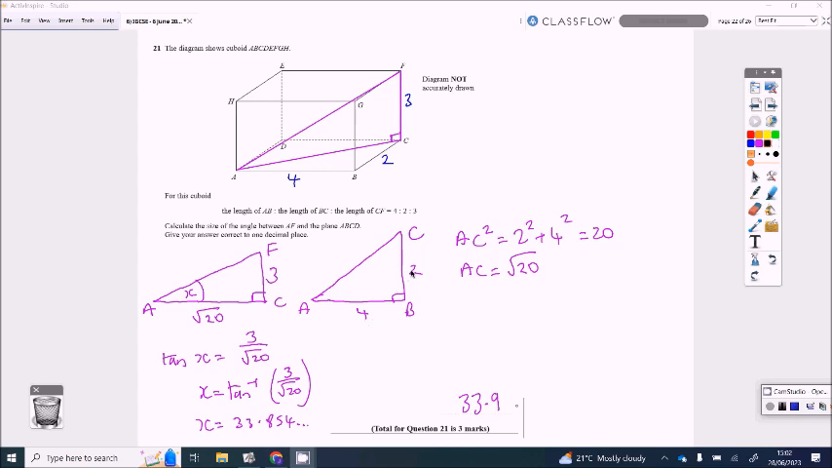A squared plus B squared equals C squared. So I've taken my root 20 over to this diagram here. So I know my opposite side is 3, my adjacent side is root 20, opposite over adjacent is tan. So tan x equals 3 over root 20. So x equals inverse tan of 3 over root 20. Pop that into your calculator, round it to one decimal place, you get 33.9.